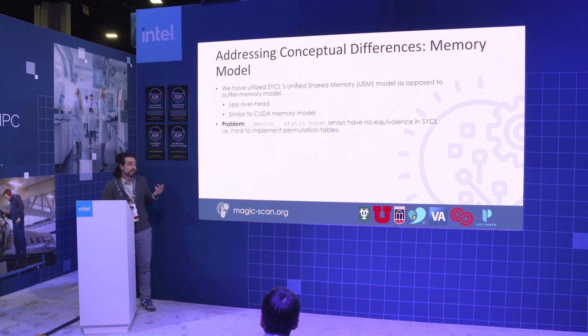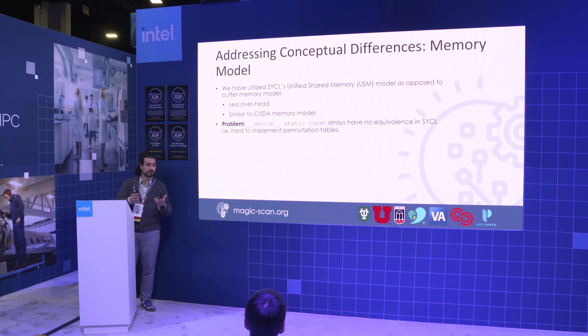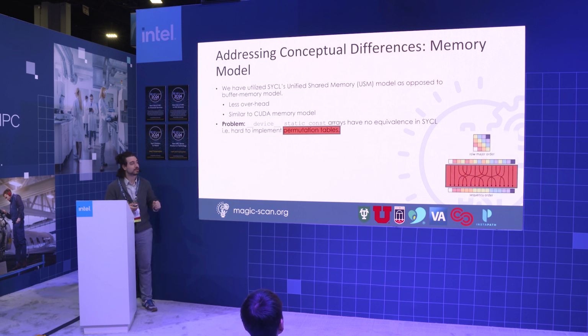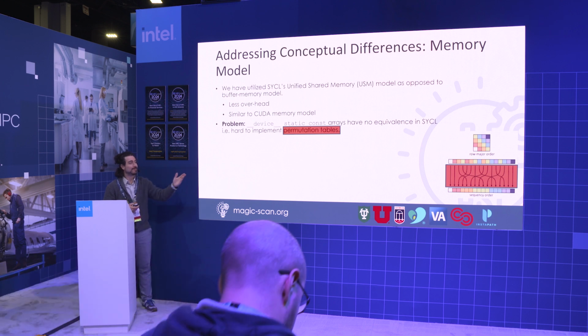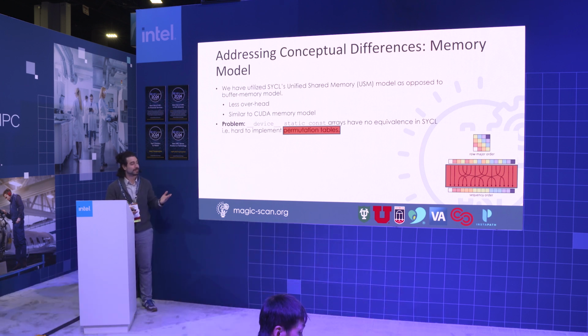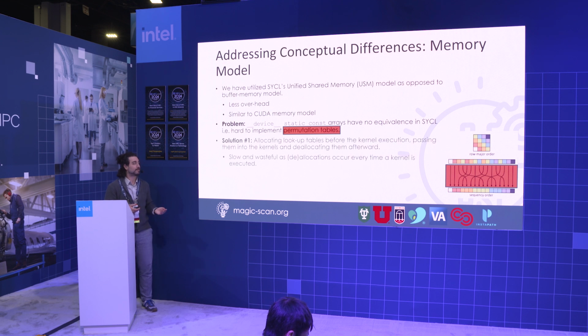That being said, there are still, I think, mismatches in some unmapped features between CUDA and SYCL, and one of them being device static const arrays. These are arrays that you can make use of as lookup tables and do some transformations. Do you remember this image that I told you to remember? Well, this is implemented as a device static const array in the CUDA implementation. Since SYCL doesn't have that, we had to find solutions to that.